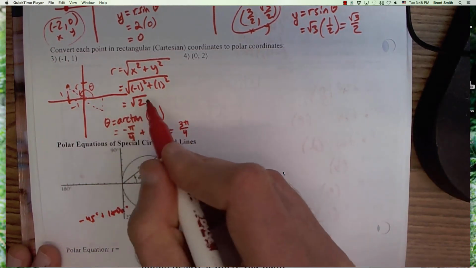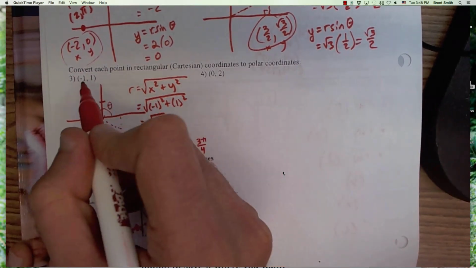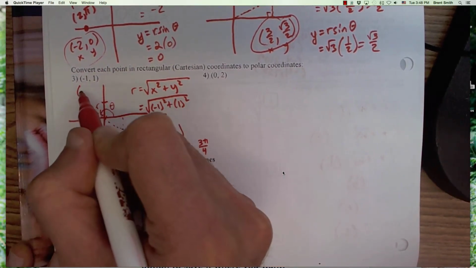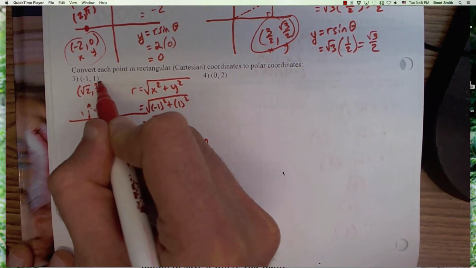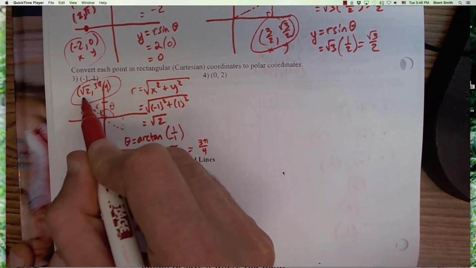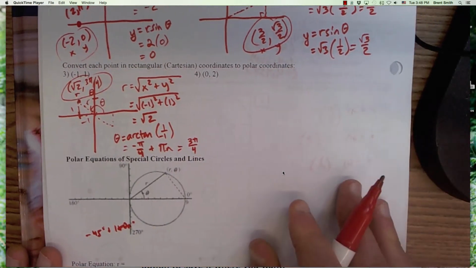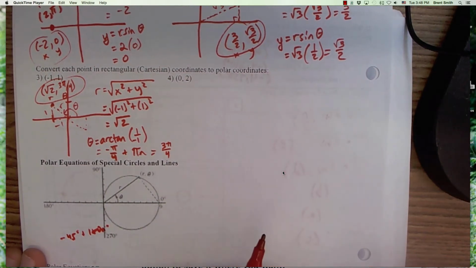So this is our r, this is our theta. So our polar coordinate is (square root of 2, 3 pi over 4). That's r, that's theta. All right, try number 4 on your own. We'll come back and check it.